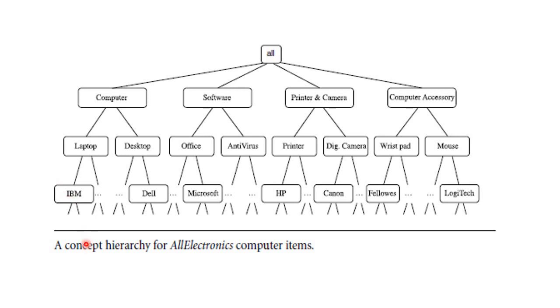So how do we mine such association rules which involve items at different levels in a concept hierarchy?